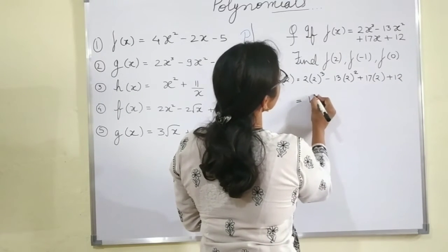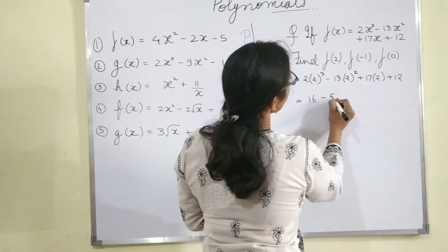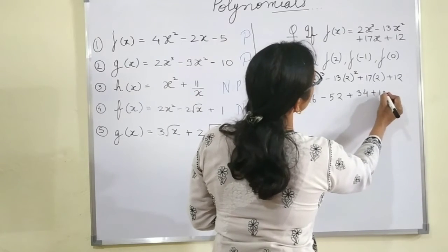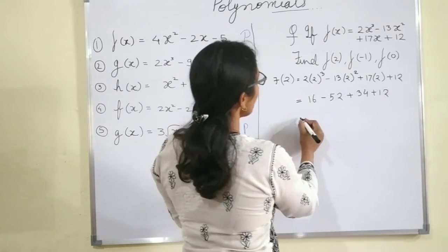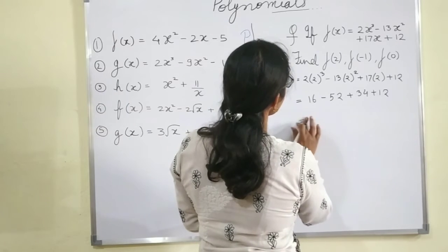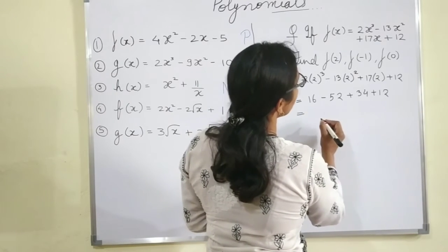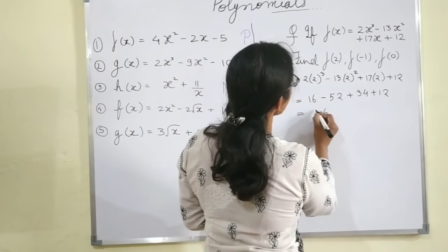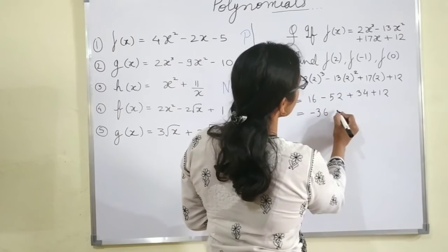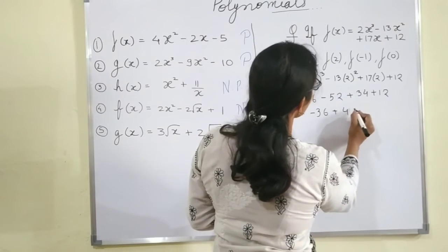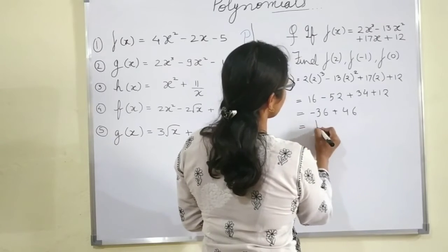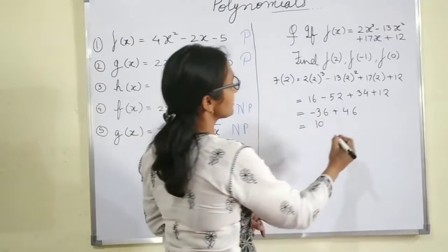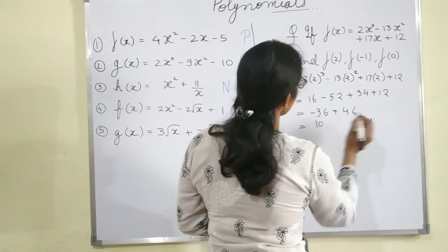So it will become 16 minus 52 plus 34 plus 12. So our answer will be 10. So when we substitute x by 2, our answer is 10.